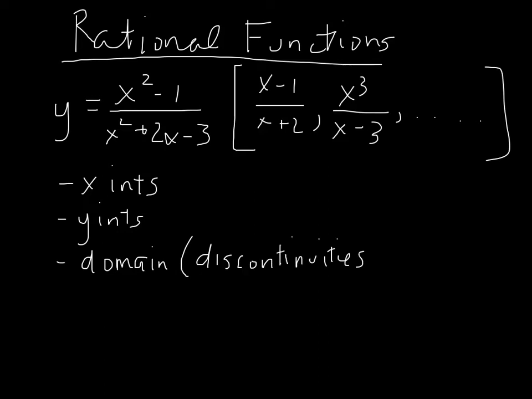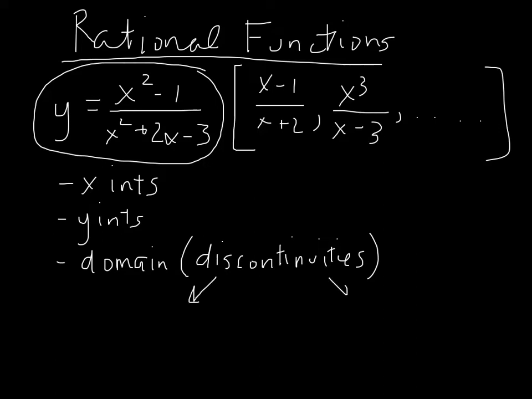You may wonder why we call it discontinuities. If you were to graph y equals x squared minus 1 over x squared plus 2x minus 3, you'll see some different things start to happen. In these discontinuities, we have two different ways to refer to them. One is a removable discontinuity, and the other one is a non-removable. The non-removable discontinuity is what we're going to refer to as a vertical asymptote.